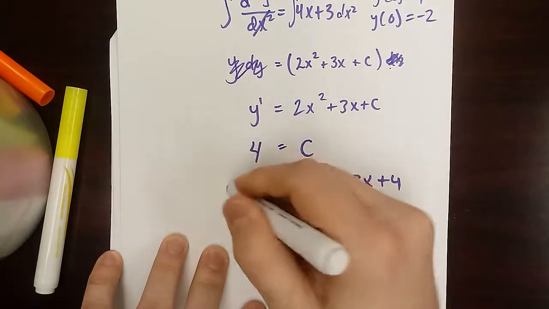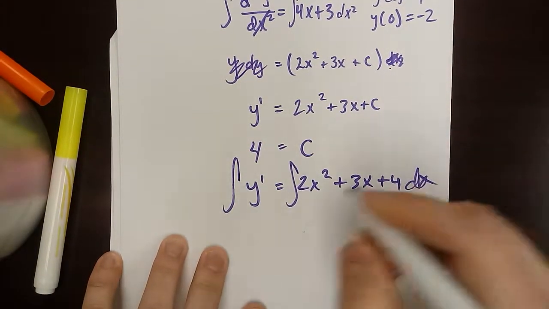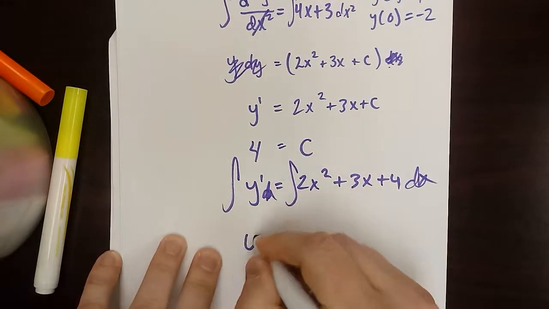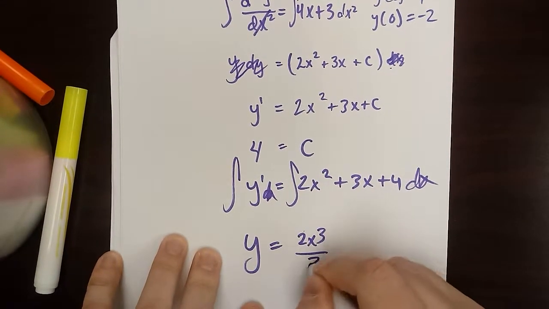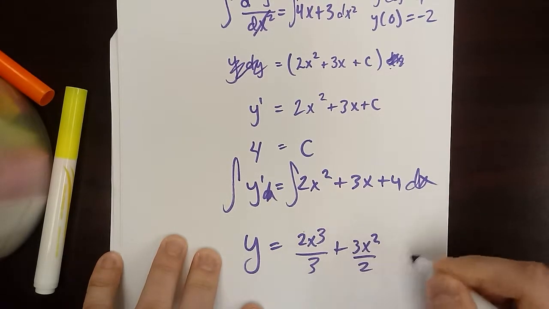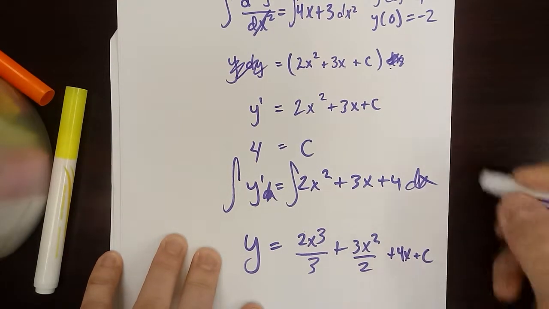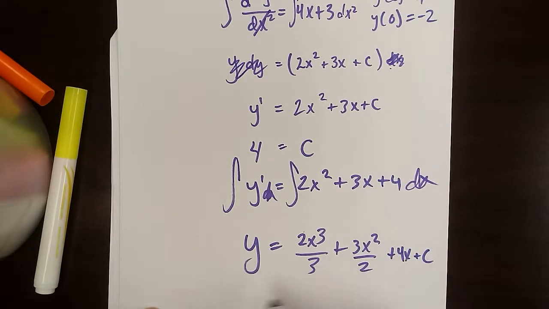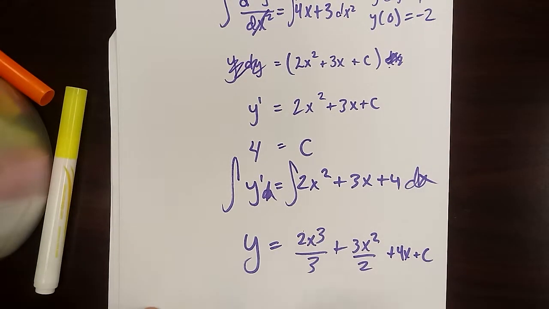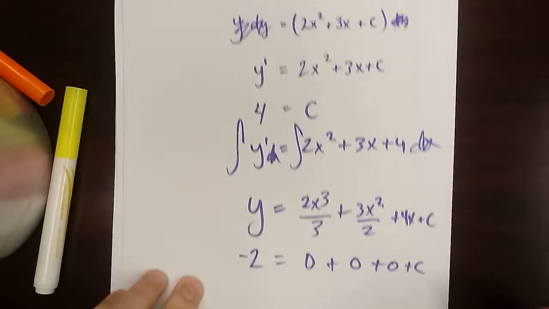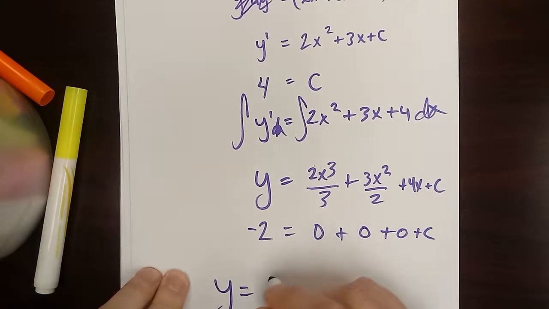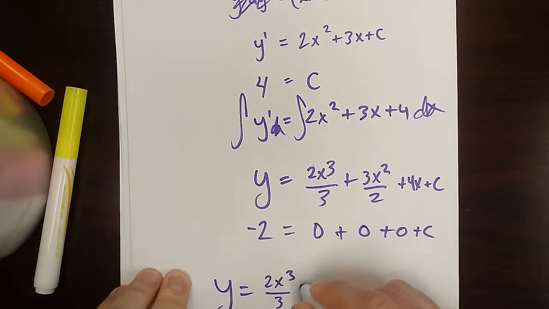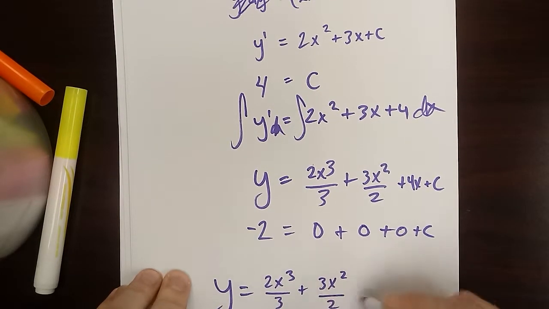So then when we integrate again, we get y is equal to 2x cubed over 3 plus 3x squared over 2 plus 4x plus c. We know y of 0 is -2. Oh, that's fantastic, because plugging in 0 just goes away, goes away, goes away, and then c is going to be -2. And so we could say y is equal to 2x cubed over 3 plus 3x squared over 2 plus 4x minus 2.